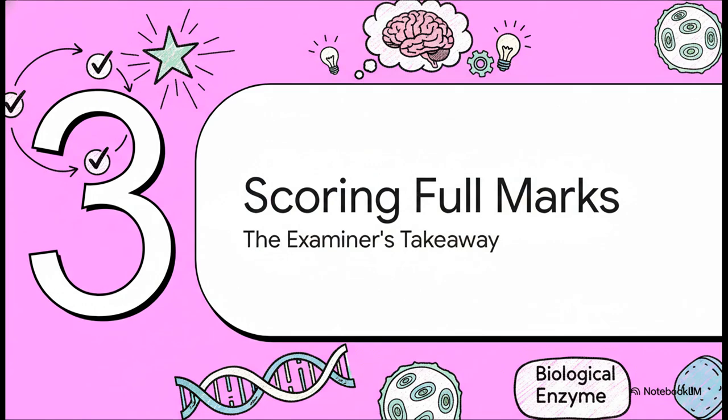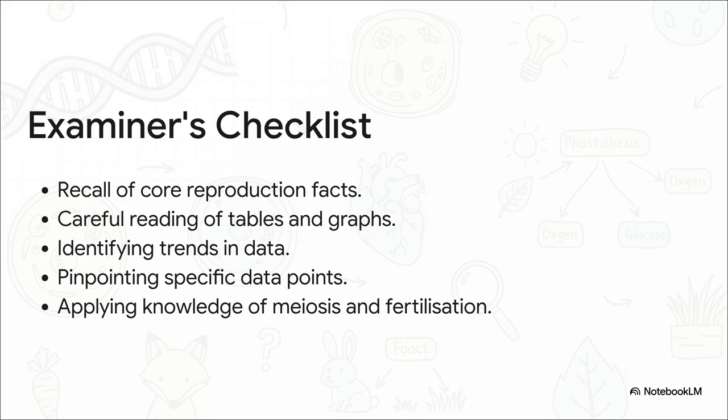And there you have it. That's question 1 completely deconstructed. So let's just take a step back and pull this all together. What are the big takeaways from an examiner's point of view for scoring full marks? Think of this as your personal checklist, straight from the examiner's playbook. To absolutely nail this question, you needed a few things. You had to recall core facts for that table, you had to carefully read the graph, you needed to spot the trends, the increase for replication, the decreases for division, you had to pinpoint specific points on the graph, and finally, you had to apply your knowledge of meiosis and fertilization.